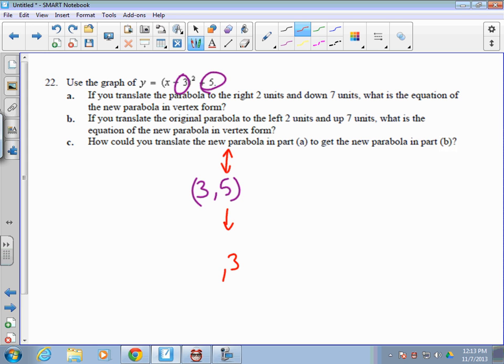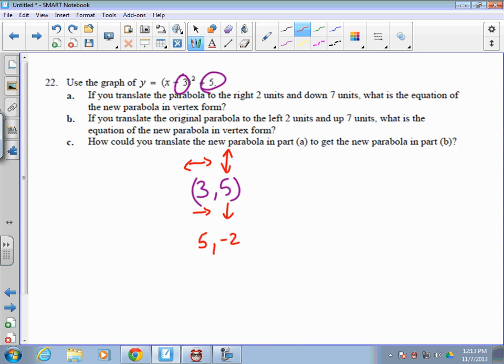And I'm sorry, I read it wrong. It says to the right 2 units. So this is the one that's left and right. So to the right 2 units, that one goes up to 5. And then it says down 7 units. So this one goes to negative 2.